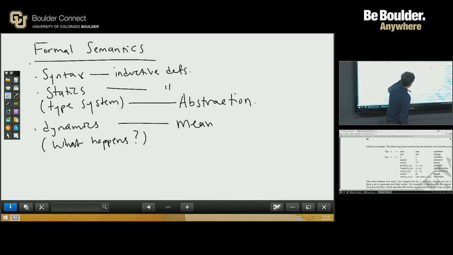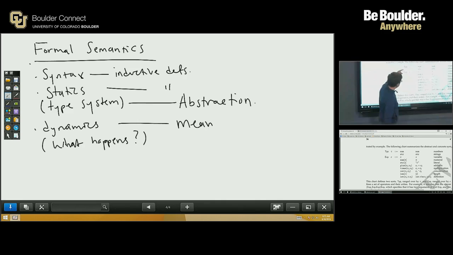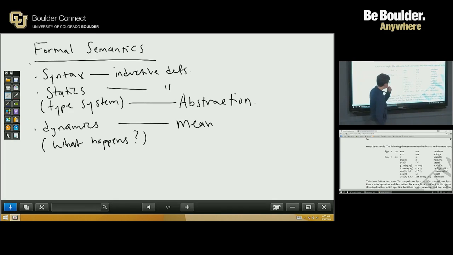Okay, so this first page here is just saying what is the statics of the syntax of the language. There's two syntactic categories he's defining, types and expressions. And he calls these things sorts. This chart defines two sorts, typ ranged over by tau and exp ranged over by e. Is anyone confused by that, what he's talking about?